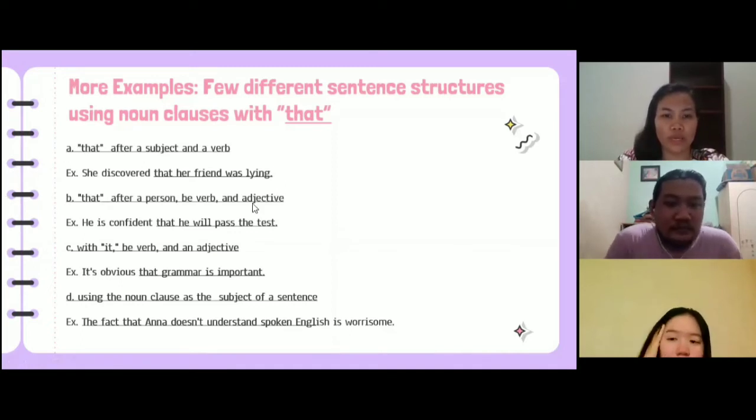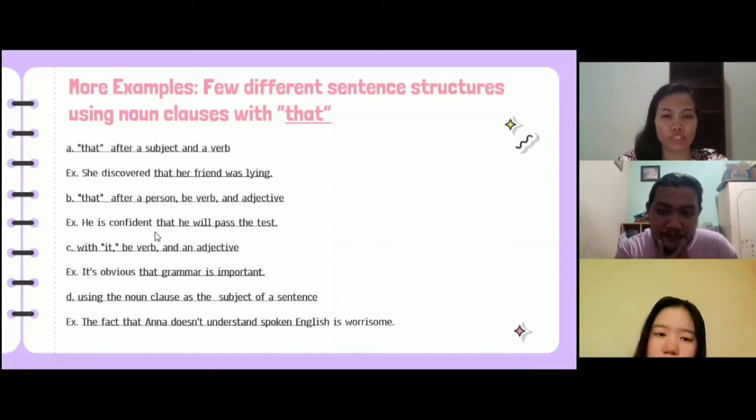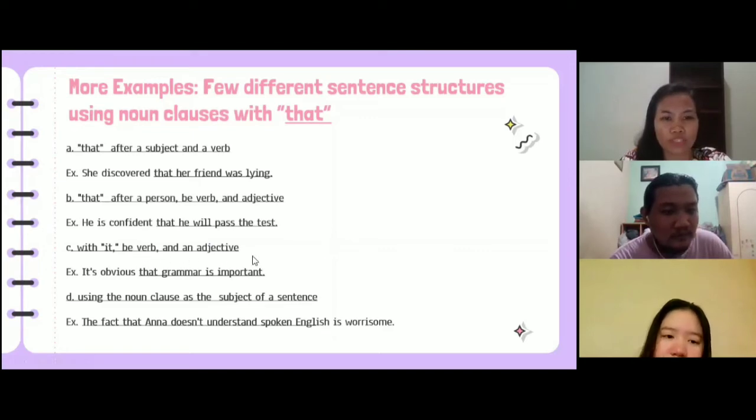We could say he is thrilled, or he is happy, or he is sad, or something like that, but not necessarily from this context, but we can use those adjectives. And he is sad. Okay, number 3, with a be verb and an adjective.